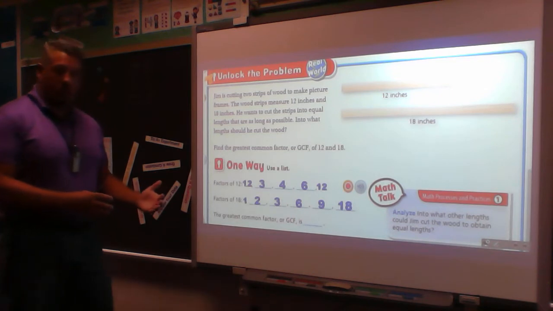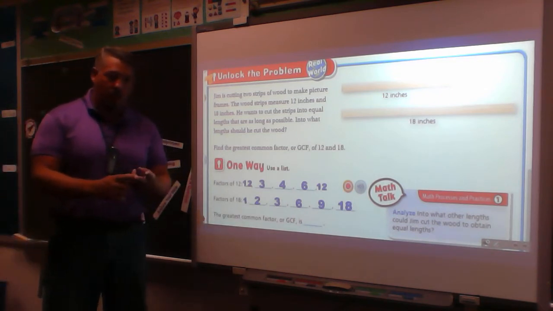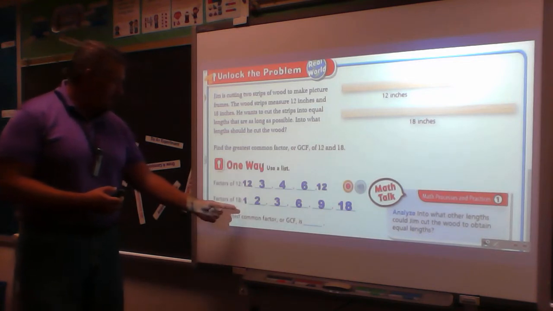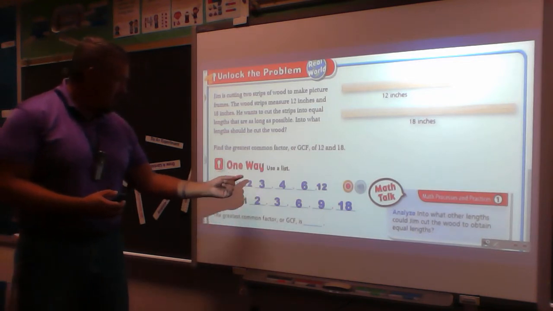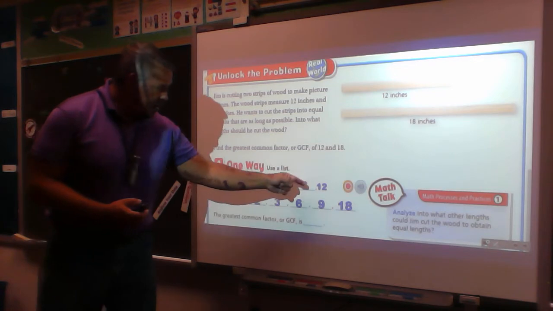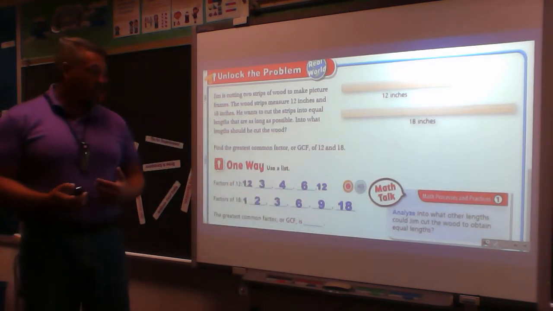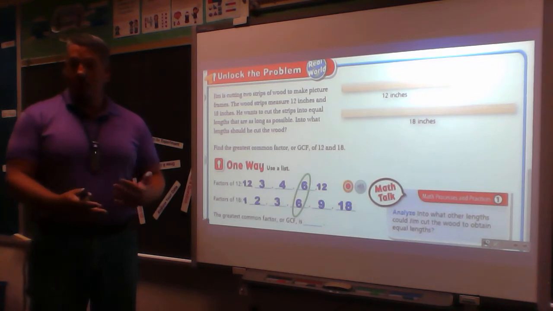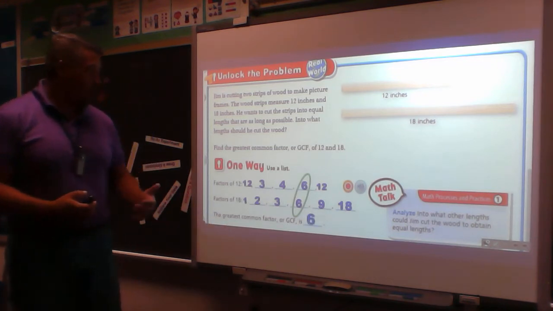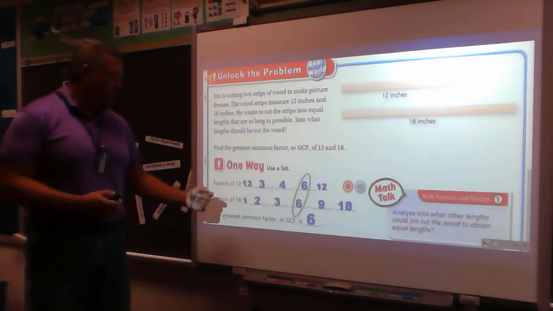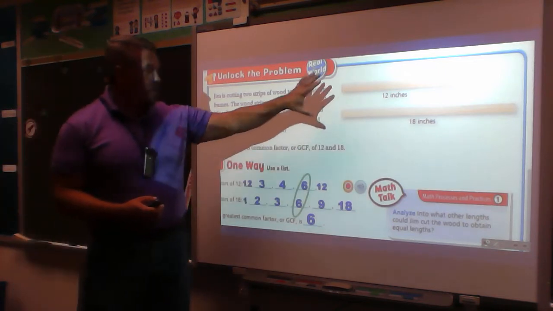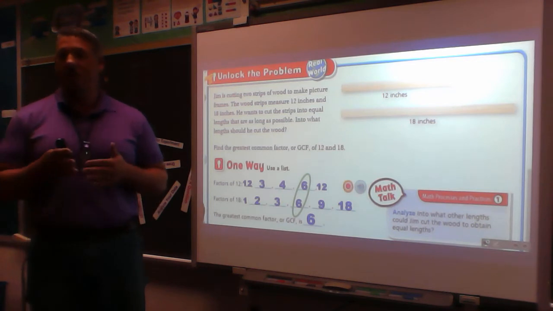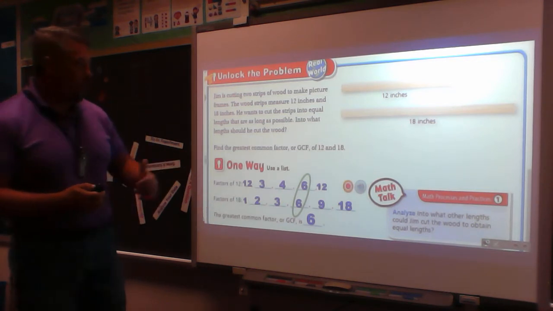Then I go through those steps, greatest and common. So I look at the ones that are in common. I have a 1 that's in common, a 2 that's in common, a 3 that's in common, and a 6. Well, I'm looking for the greatest one, the largest, so 6 is my GCF, my greatest common factor between 12 and 18. So he would need to break these up, each of them, into 6 pieces, so I have the same number of boards out of the 12 and the 18.